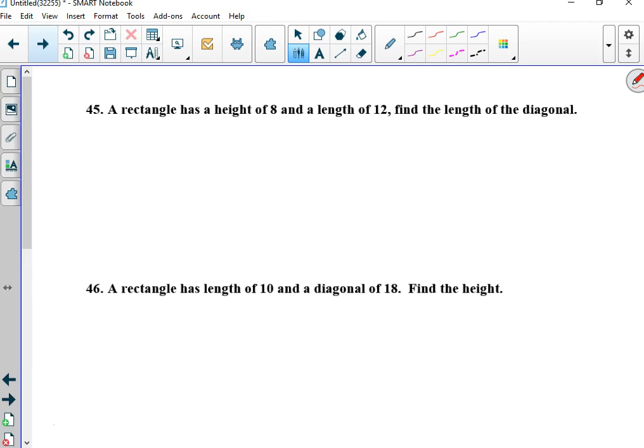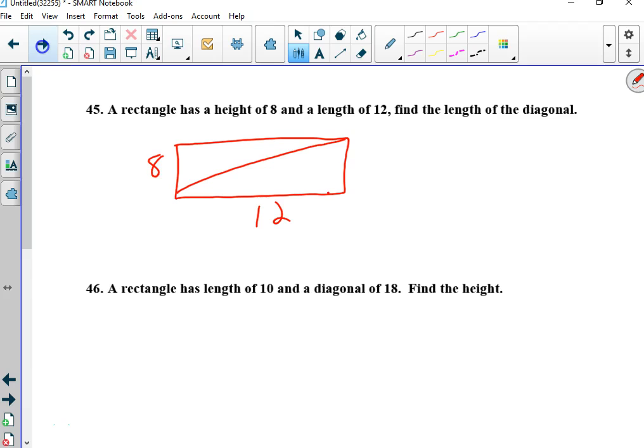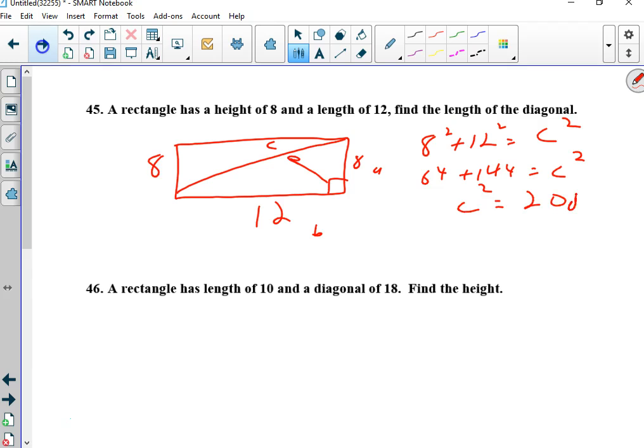And we're almost there. A rectangle has a height of 8 and a length of 12. Find the length of the diagonal. Well, if it's a rectangle, it's 90 degrees. Which means we have A, B, C. 8 squared plus 12 squared equals C squared. 64 plus 144 equals C squared. C squared is equal to 208.